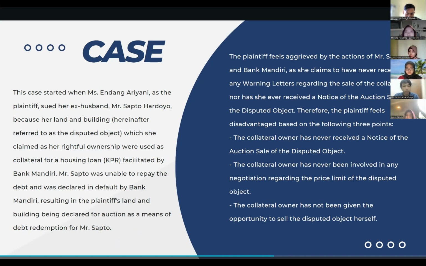The plaintiff feels aggrieved by the actions of Mr. Sabto and Bank Mandiri, as she claimed to have never received any warning letters regarding the sale of the collateral, nor has she ever received a notice of the auction sale of the disputed object. Therefore, the plaintiff feels disadvantaged based on the following three points. The first, the collateral owner has never received a notice of the auction sale of the disputed object. The second, the collateral owner has never been involved in any negotiation regarding the price limit of the disputed object. And the third, the collateral owner has not been given the opportunity to sell the disputed object herself.